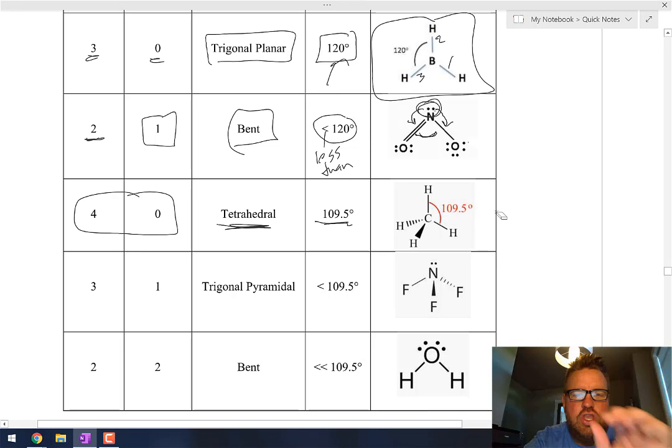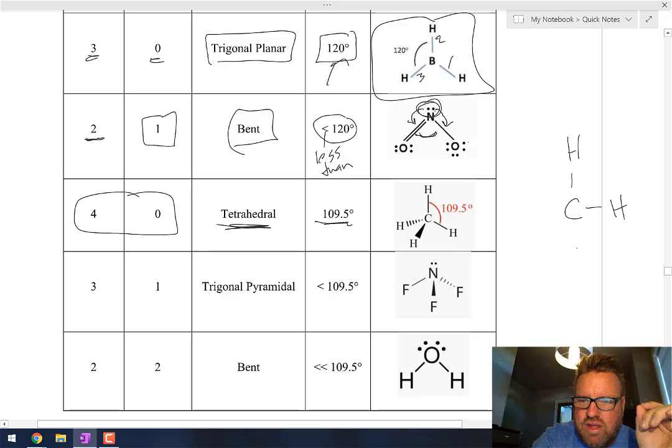But do you have to show that? Of course you don't. I would never. If I were to draw CH4, you know how I draw it? I draw it exactly like this, CH4. And then if I say, what's the shape of CH4? I would say it's tetrahedral.